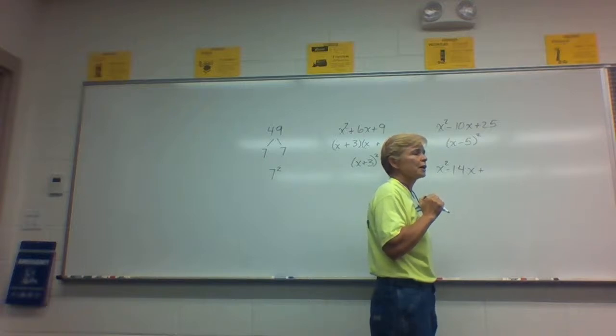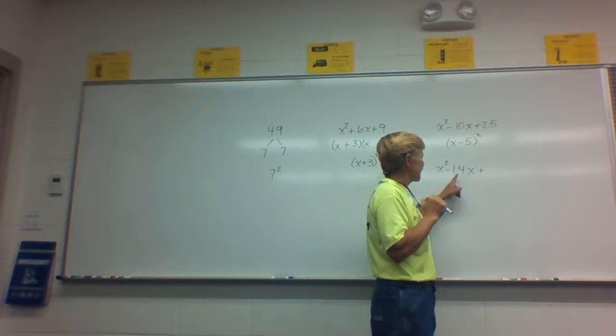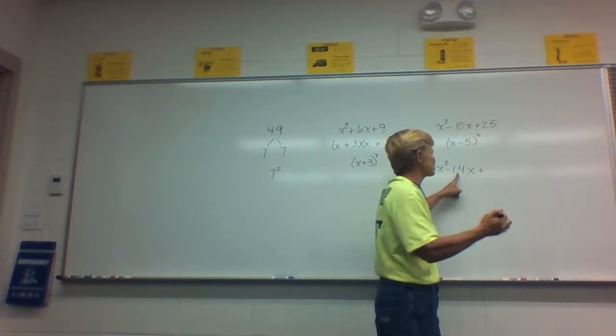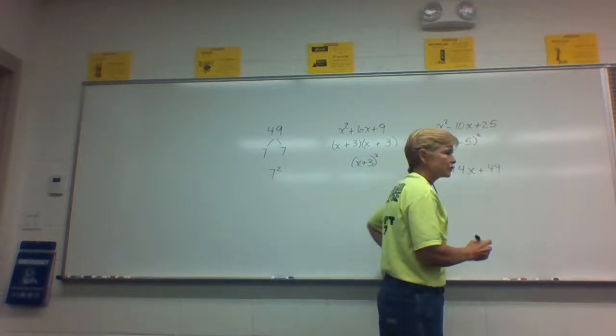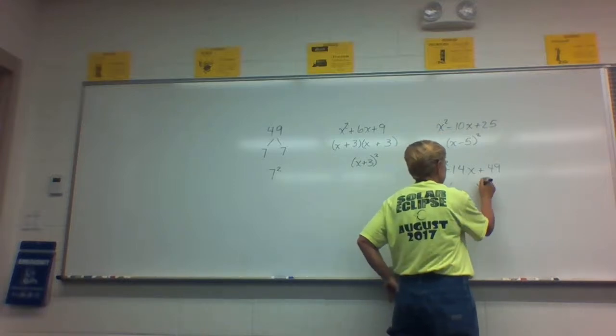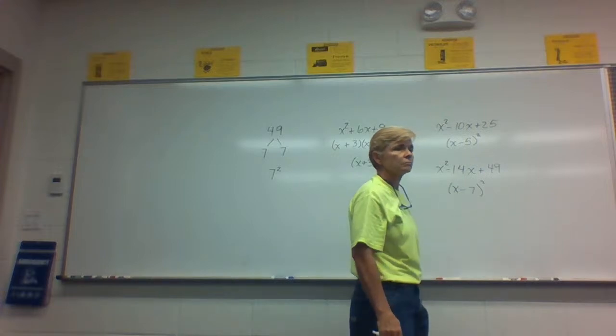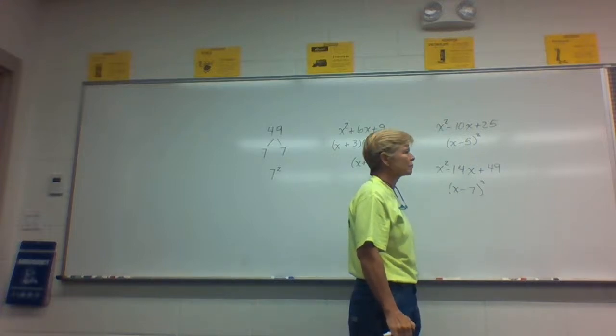And if you don't, you got to speak up. Half of 14. It doesn't matter whether it's positive or negative, because half of negative 14 is negative 7, but negative 7 squared is still positive 49. So you're correct. How does it factor? Good. X minus 7 squared. Does this make good sense?